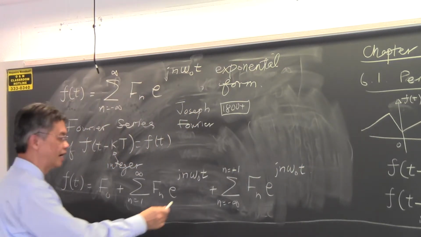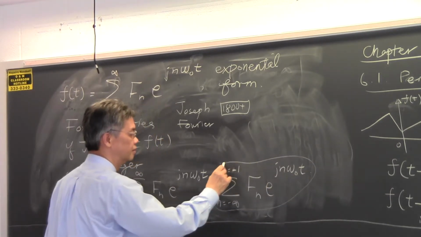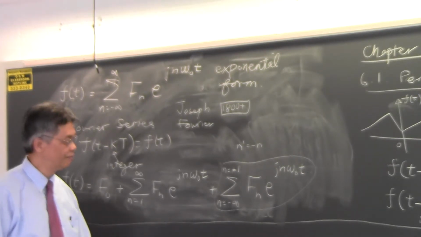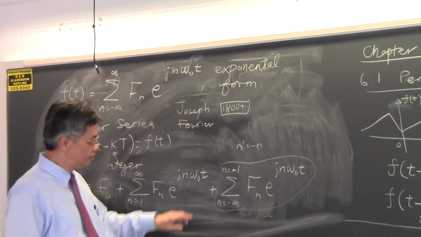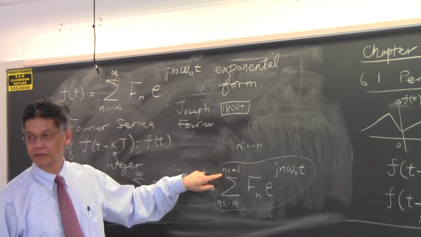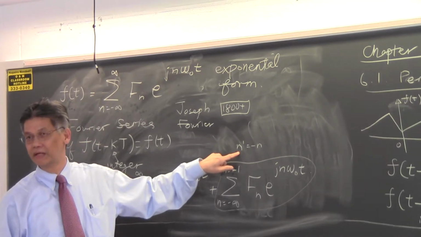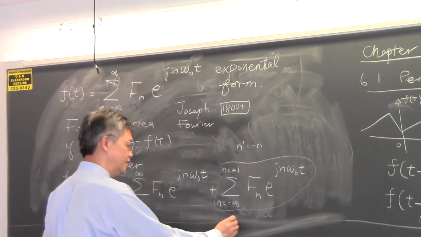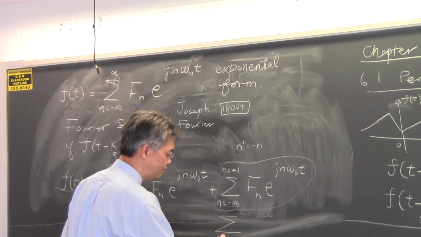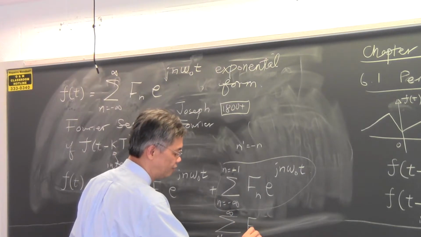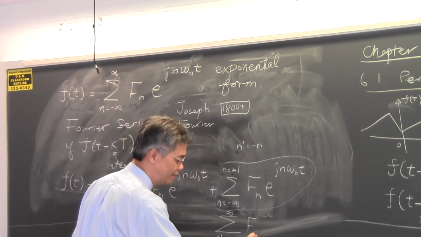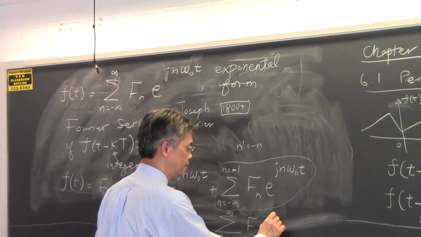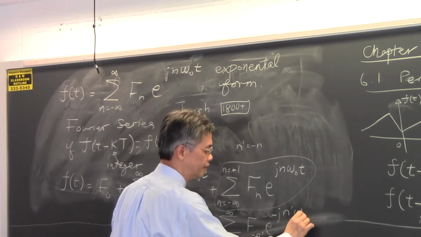Okay? I'm going to flip the sign of this n. Okay, I'm going to call n prime equals minus n. If I do as such, what happens to the second sum? So when n equals minus 1, what is n prime? 1, okay? When n equals minus infinity, what is n prime? Positive infinity. So I can write the bottom sum as being equal to n prime equals 1 to infinity. f of minus n, or minus n becomes n prime. Okay? And then e to the minus j n prime omega naught t.